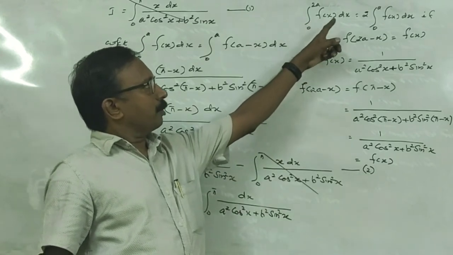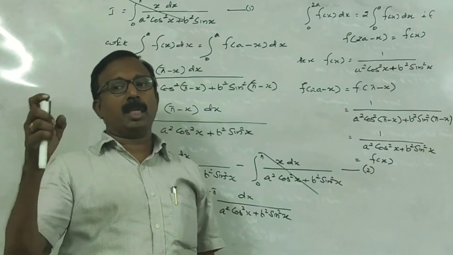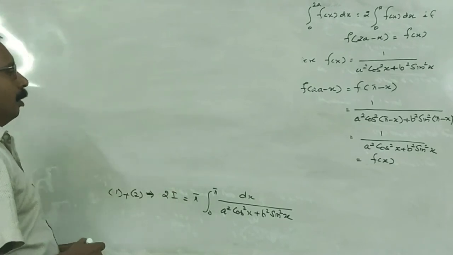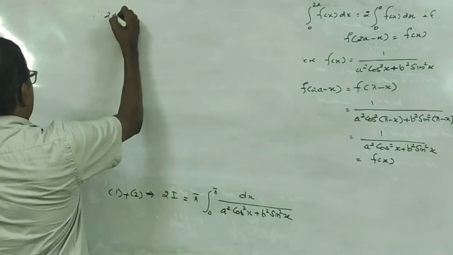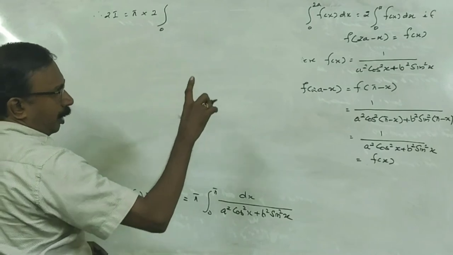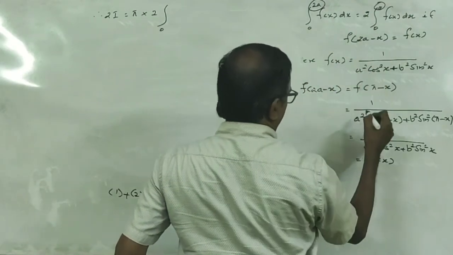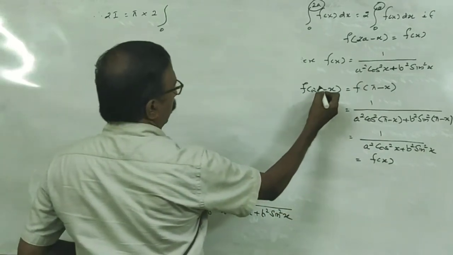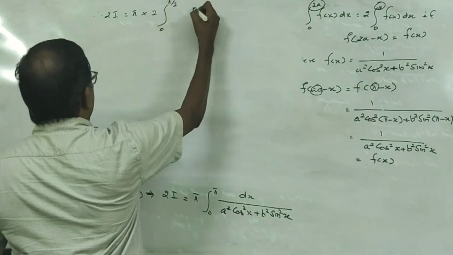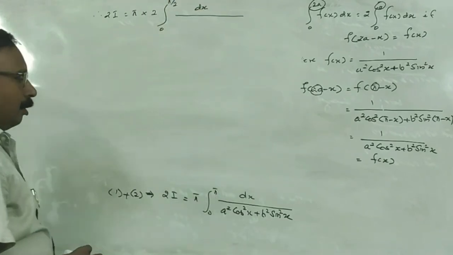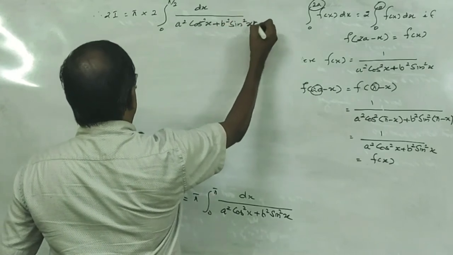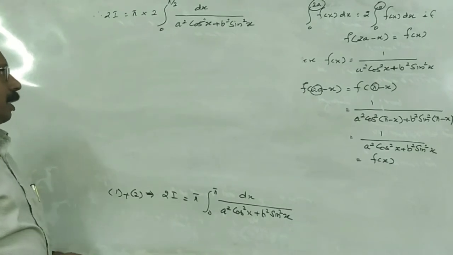Therefore, this integral becomes 2 into integral 0 to 2a by 2, that is a, into f of x dx. Here, we are applying the property of definite integrals. Therefore, I is equal to pi into 2 into integral 0 to a, and 2a is pi. So 2a is pi. Therefore, a is pi by 2. Pi by 2 into dx divided by a square cos square x plus b square sin square x.